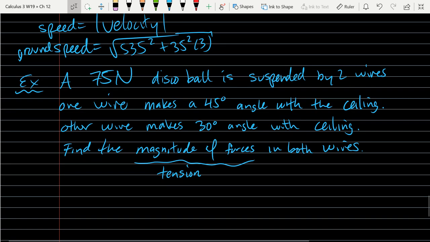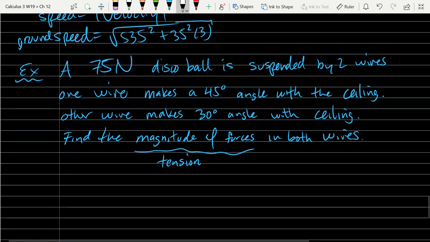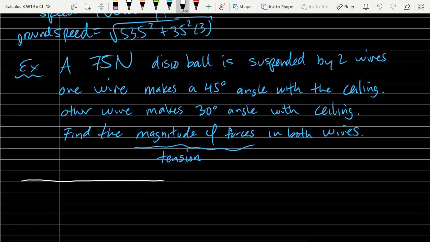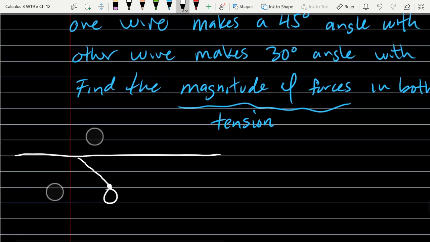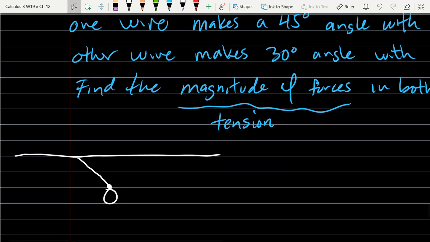So let's draw the picture of what we're working with here. So a ceiling, we'll just draw as a flat line right here. So the disco ball, I'll draw as a ball with a little point on top where we'll tie the wires into. Now one wire's 30 degrees at the ceiling, one is 45. Let's do the 45 degree first. So I'm gonna draw that coming down.